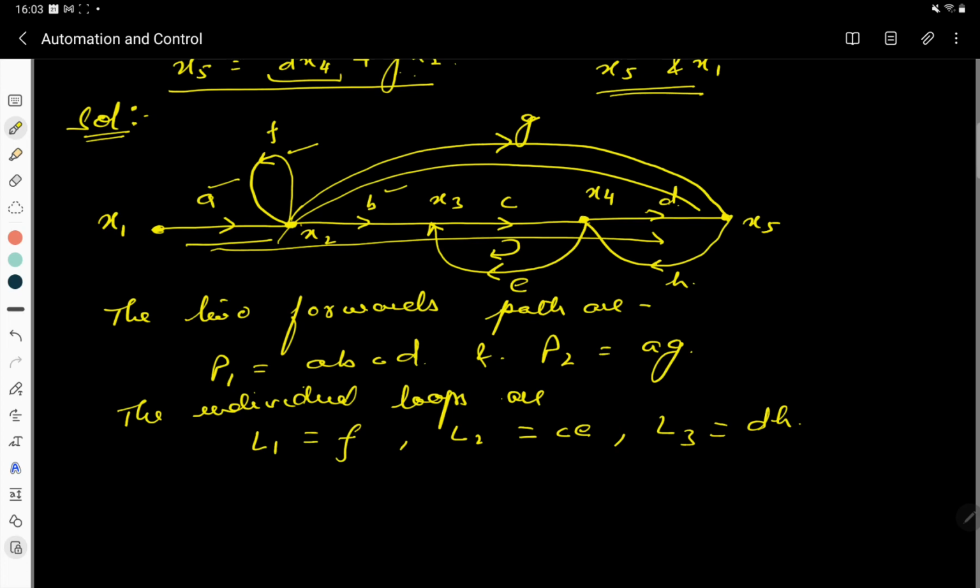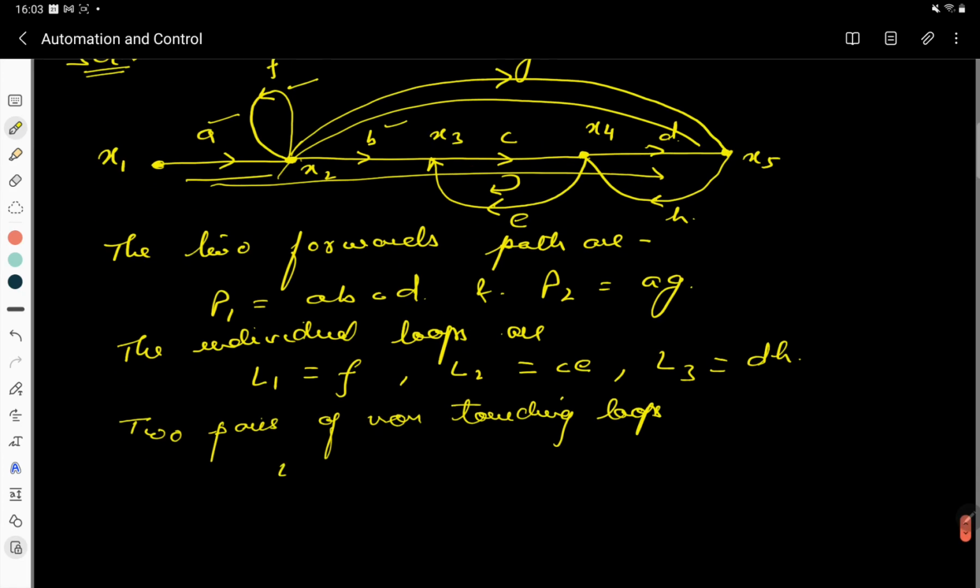Okay, so next, moving forward, the pairs of two non-touching loops. Non-touching loops are what? L1 and L2. L1 is here, L2 is here. These are non-touching loops, L1 and L2. This will give us FCE. And second is L1 and L3. These are also non-touching loops, FDH.